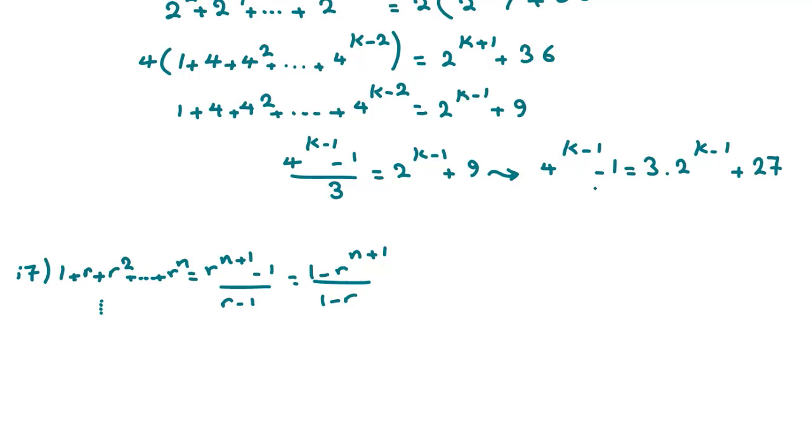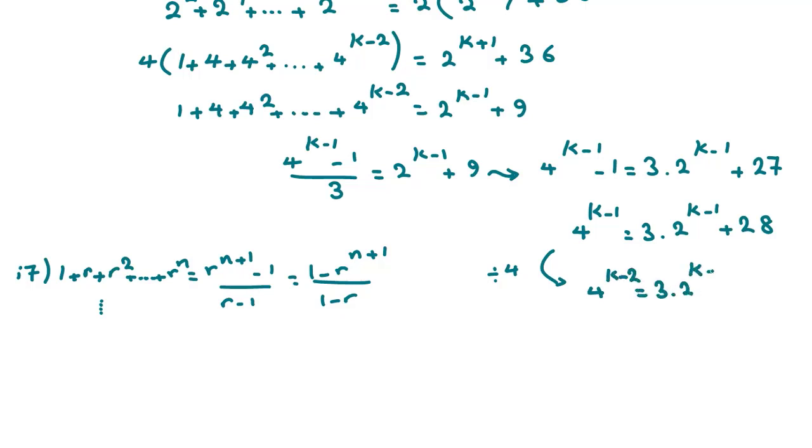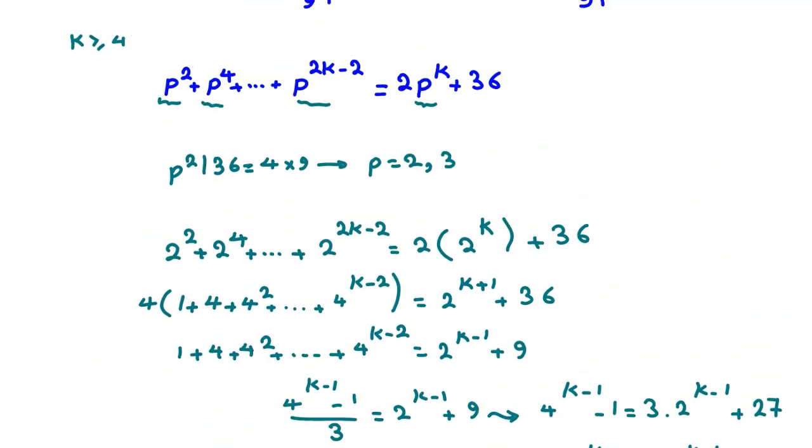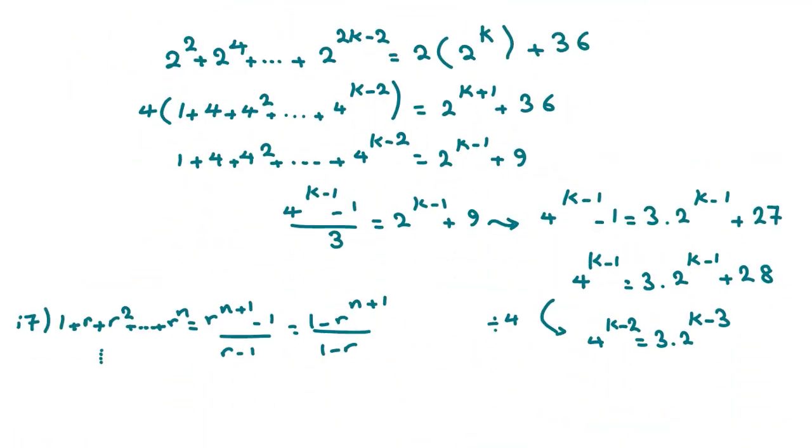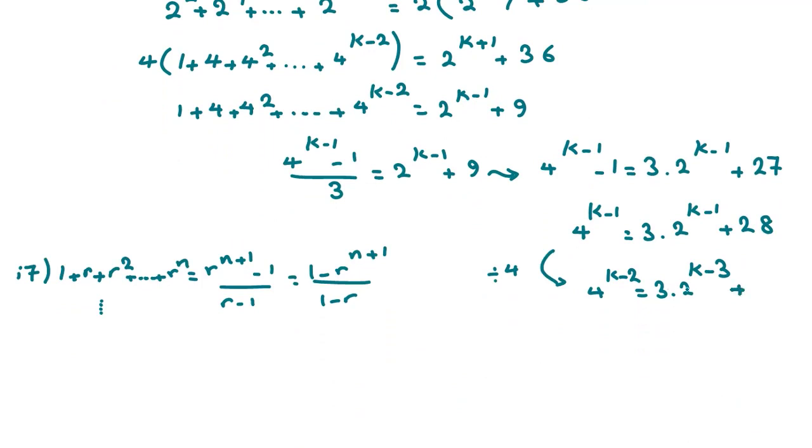Now we add negative 1 to the right side. 4 to the k minus 1 equals 3 times 2 to the k minus 1 plus 28. Now we divide both sides by 4. It will be 4 to the k minus 2 equals 3 times 2 to the k minus 4, which is 2 squared, k minus 3 plus 7. And we know k is at least 4, so we can divide it, and it will be an integer plus 7.